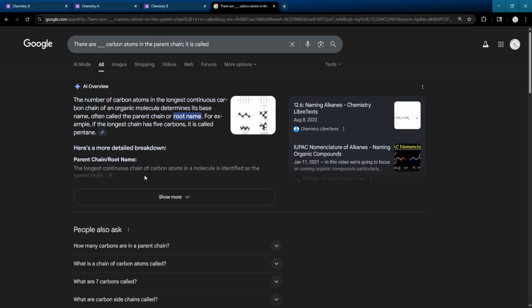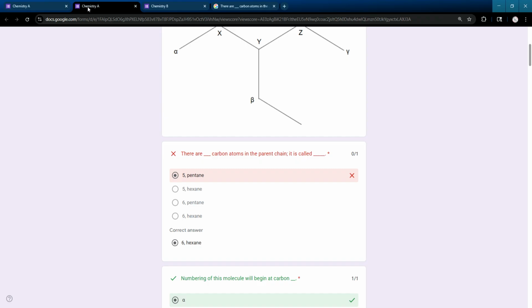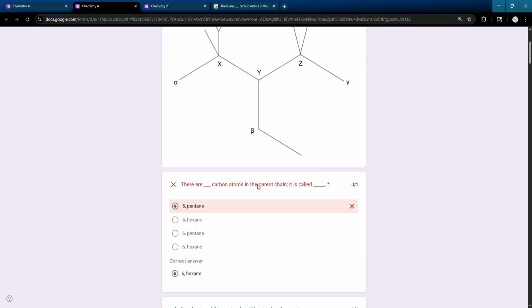So we get a little AI overview. The number of carbon atoms in the longest continuous carbon chain of an organic molecule determines its base name, often called the parent chain, the root name. So I guess it is the longest chain. Like it would be 1, 2, 3, 4, 5, and 6. I see, so all of it combined.